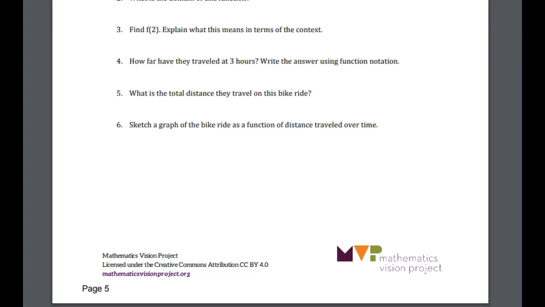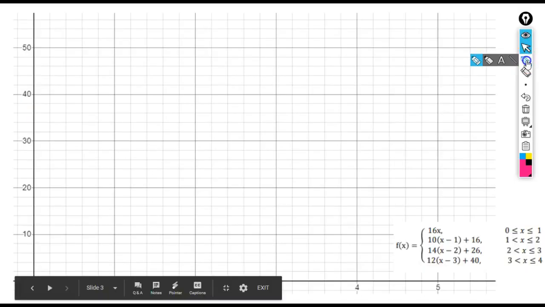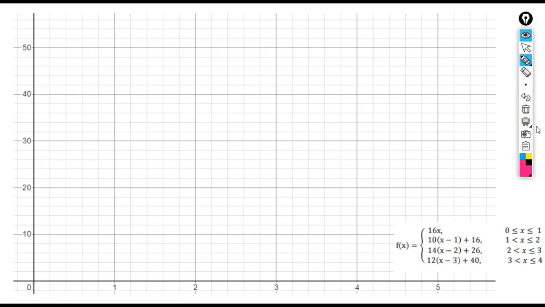Next, sketch a graph of the bike ride as a function of distance traveled over time. In order for us to graph this, we're going to need some graph paper. For our graph, we want to make sure that we know what our axes stand for. Our axis down here is time, and it is in hours. We don't know what this unit is, but we do know that it is representing distance. So we want to do our distance over time, and in this case it's going to be in hours.